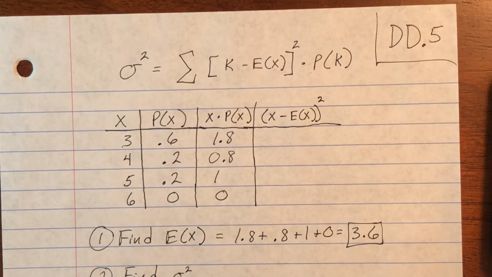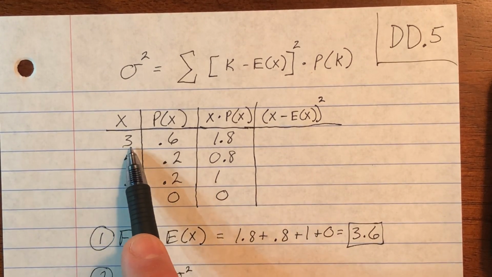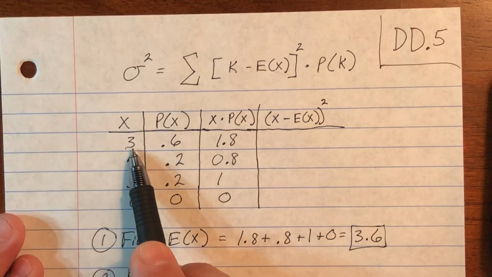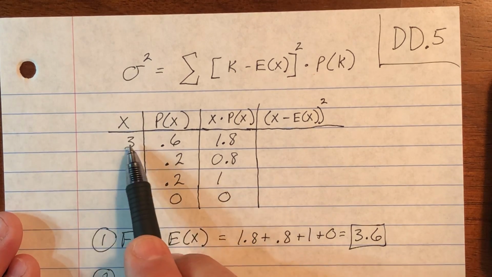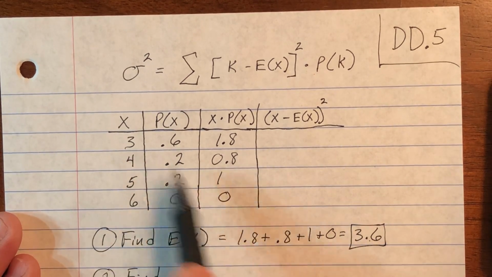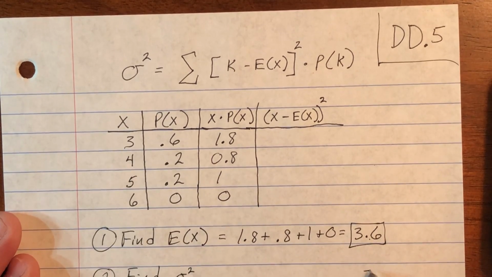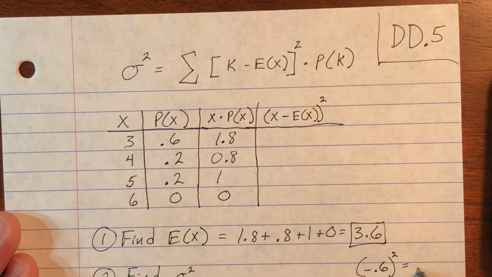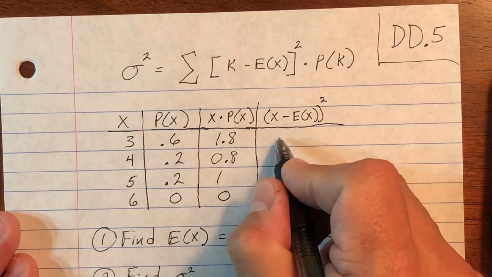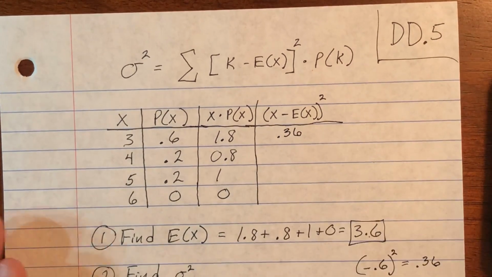All right, let's see. I've done this already, so I'm just going to write the numbers down. But what you can do is just do it on your calculator. So x is 3. So on your calculator, take 3 minus 3.6. We could probably do this one in our heads. What's 3 minus 3.6? 3 minus 3.6 is negative 0.6. What's negative 0.6 squared? Well, that would be positive, right? Negative times negative is positive 0.36. So this number right here is positive 0.36. Okay, let's do that with the next one.